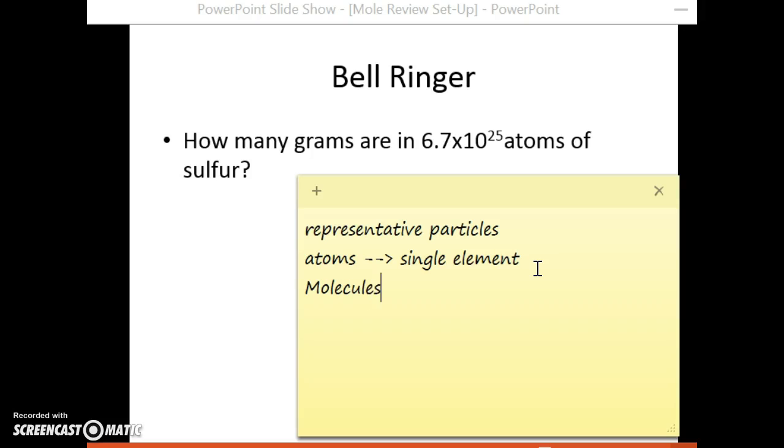Molecules are used when you have a molecular compound, a diatomic, or an acid. The other type is called a formula unit, or FU for short, and those are used for ionic compounds. I want you to write this down on your bell ringer right now.